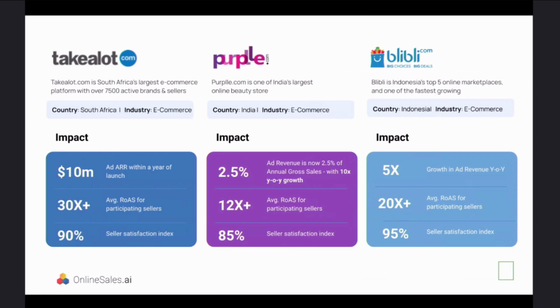Similarly, with Purple, I think we are in month 5 or month 6 since we onboarded them, and Purple is already at about 2.5% of their GMV and a return on ad spend of 12x. Similarly, Bleebly's ad revenues have grown 5x. And across almost all the players, the seller satisfaction index, essentially like an NPS, meaning what percentage of sellers like the platform and are actively promoting it, is close to 80 to 90% across all our clients.